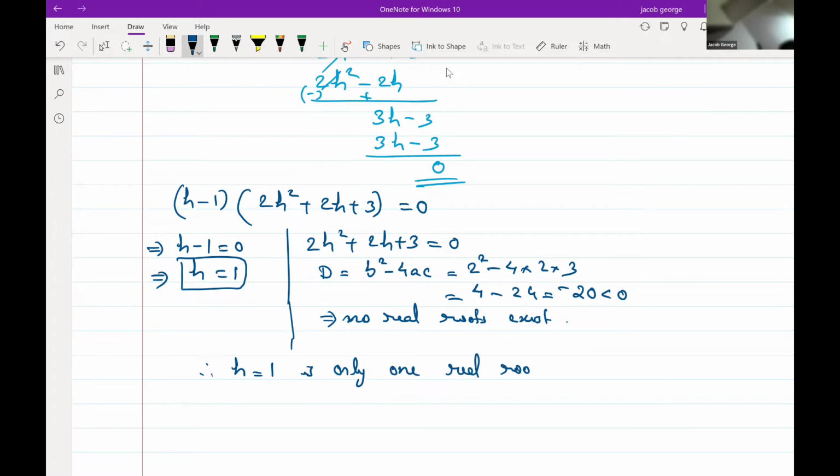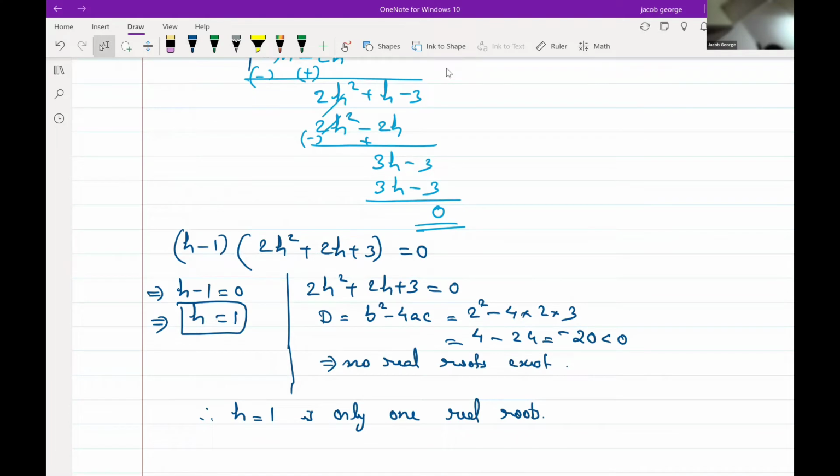Okay, so the other real roots don't exist. We cannot find more real roots for this cubic polynomial. There is only one real root, that is h is equal to 1. Is it clear, children, this step? I have factorized this one.